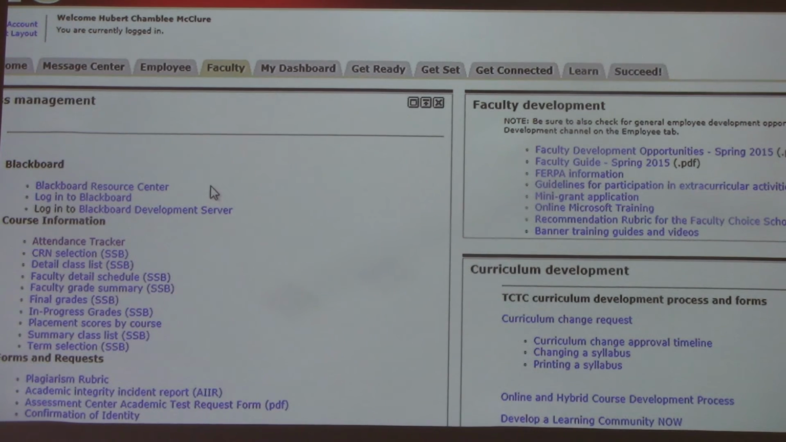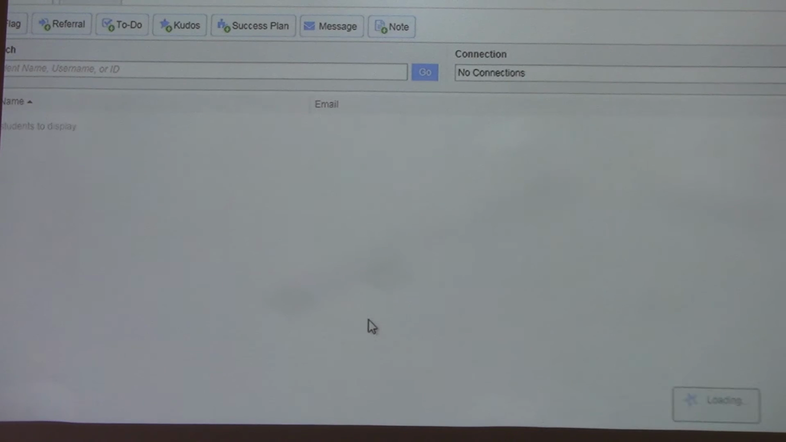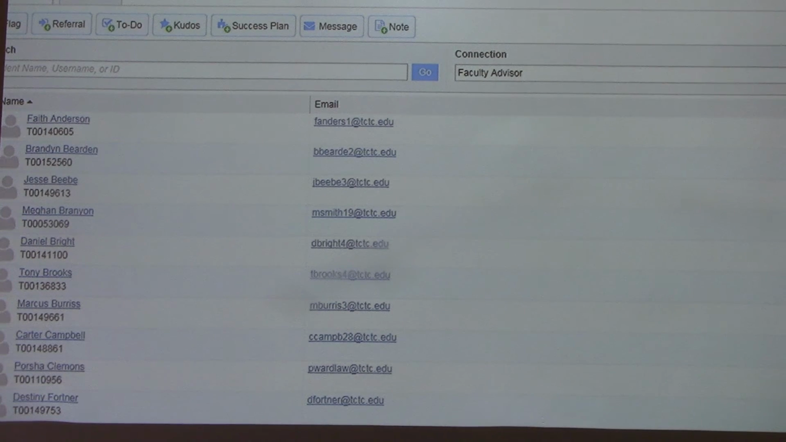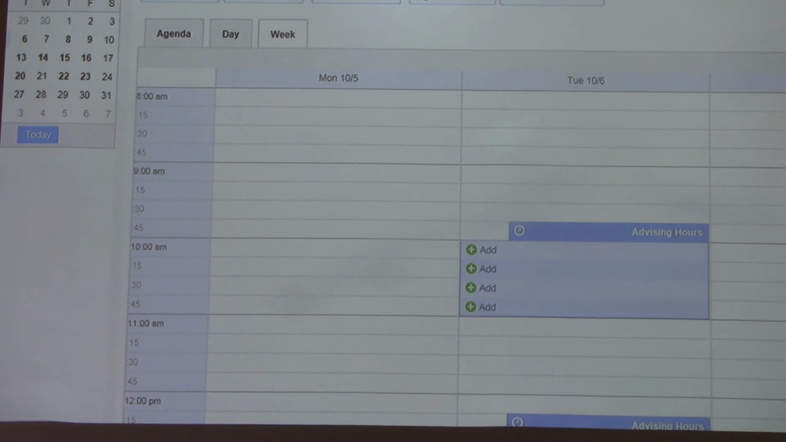How do you find your advisor? Well, you can go to Get Connected, and somewhere under right here, I think it's the academic advising. You can go into there and find your advisor. Now, of course, mine's not going to have advisor on it. And once you find your advisor, you go to Starfish, and you hit appointments, and you look up where they've got some blocked out. Everybody see that?